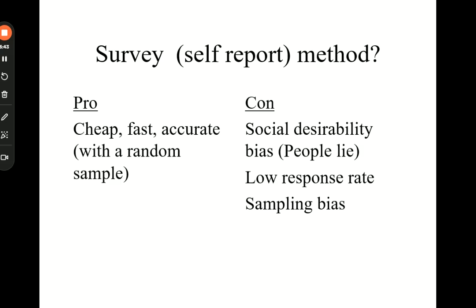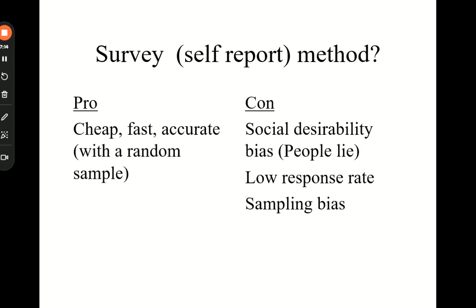Well, first of all, they're cheap. They don't really cost a lot as far as science goes. They're fast. You can be done with them in a week or two. And they are accurate if you have a random sample of the population that you are studying. You can't just go to a local mental hospital and study the people in there. You got to study everybody that you want to study.